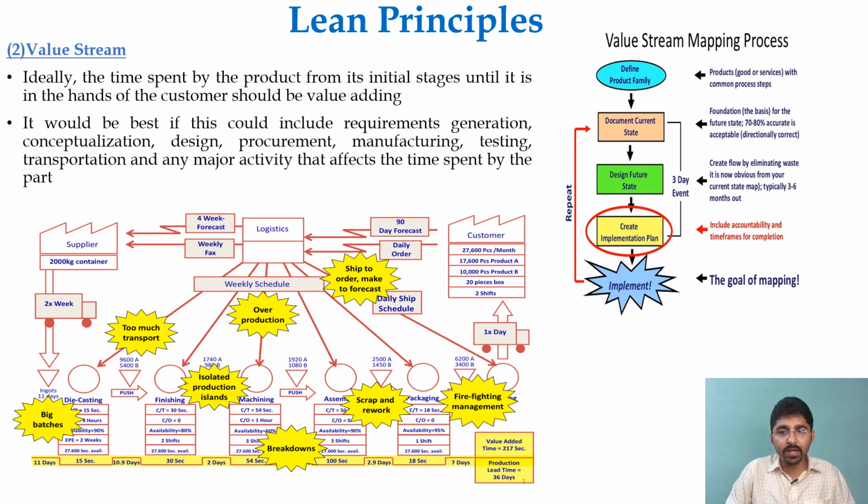Then based on my requirement I am going to design my future state. If before the change there was 80% non-value added activity, the future state should not bear 80% NV activity; it should bear 40% or 30%. Then I am going to create an implementation plan in order to achieve this future state, and then implement it. So this is a repetition process. Throughout my process, I am going to check whether what I have done is correct or not. This is called the value stream.